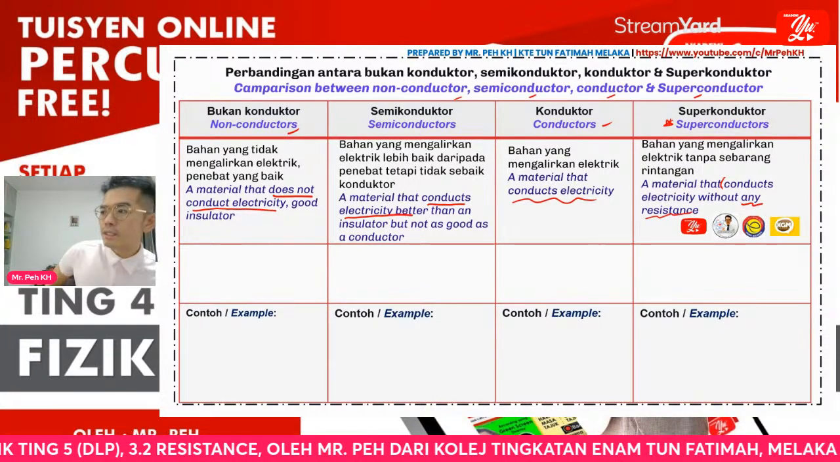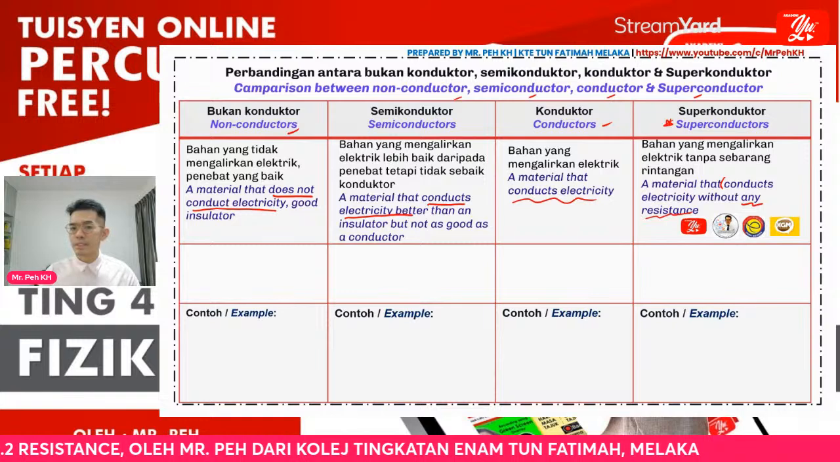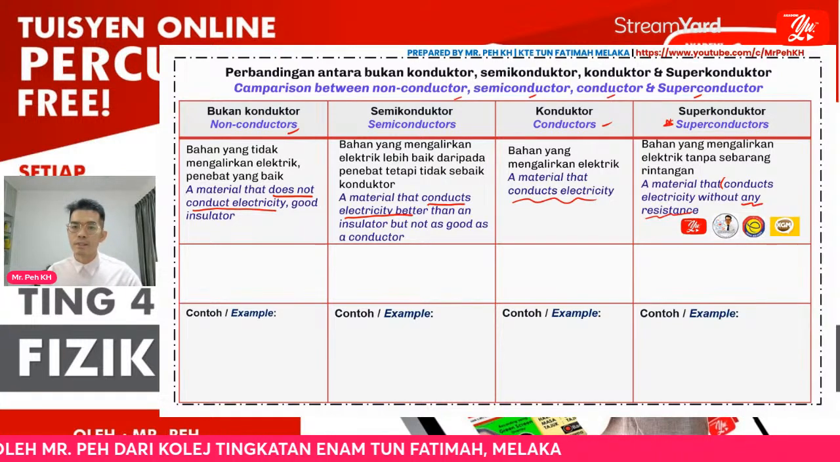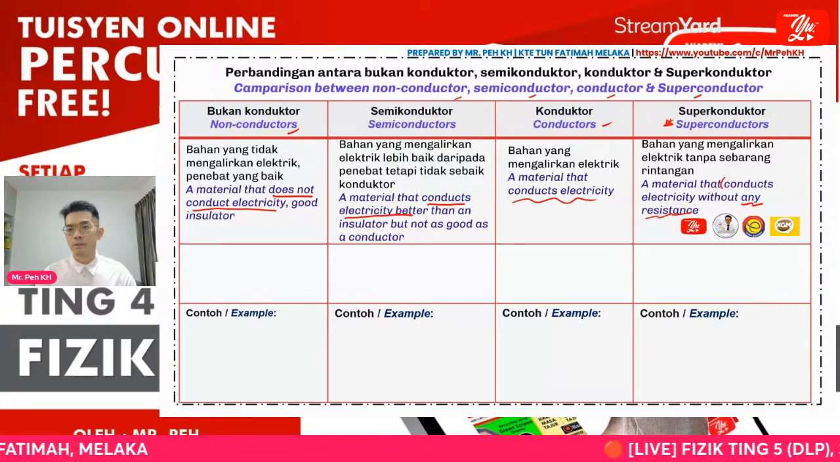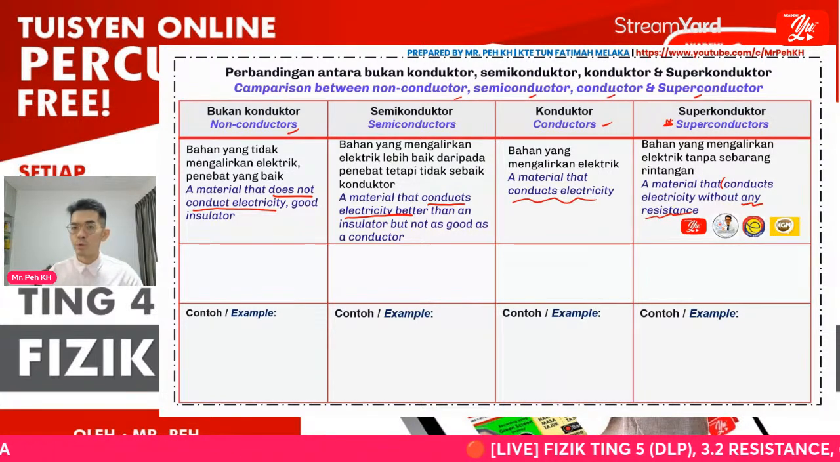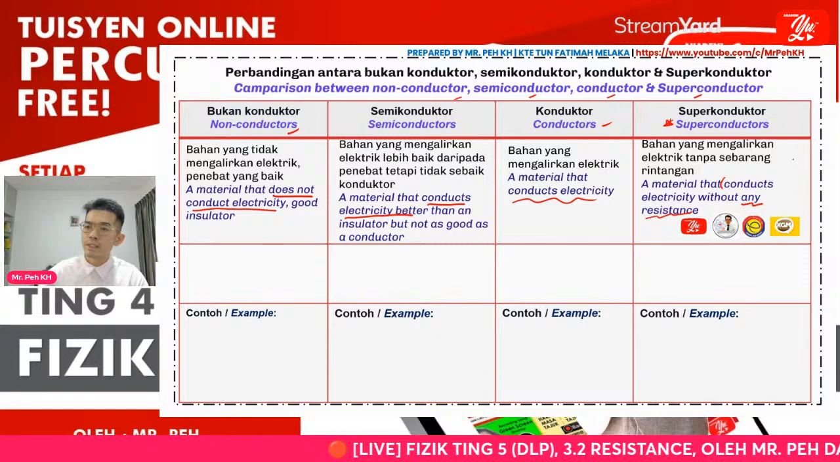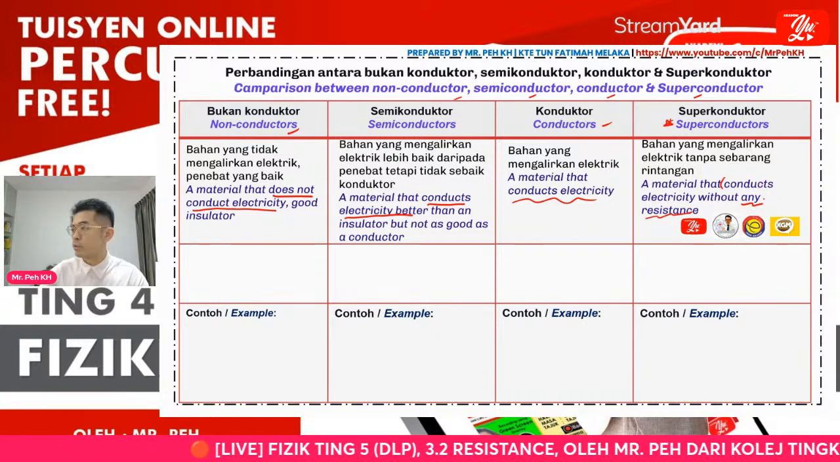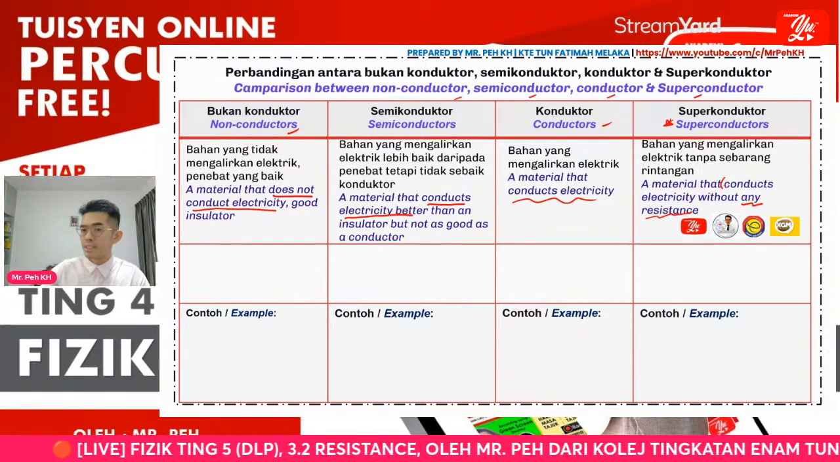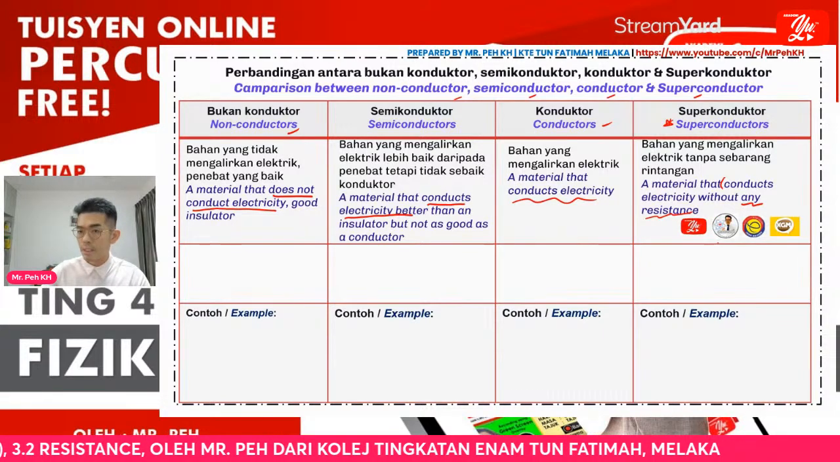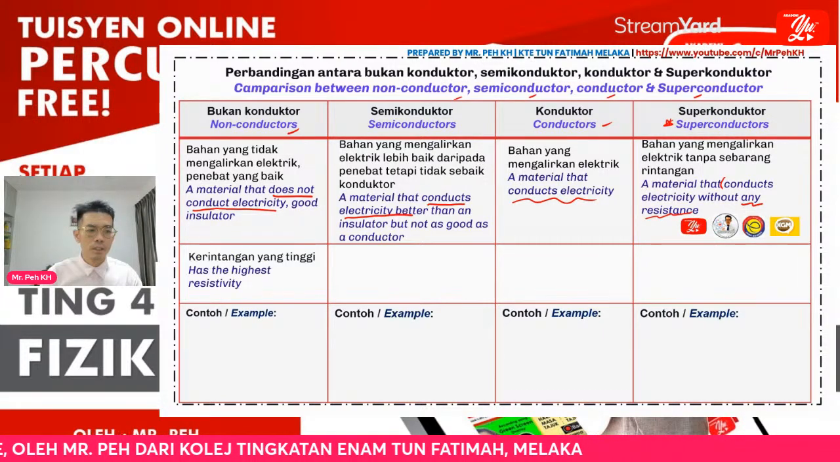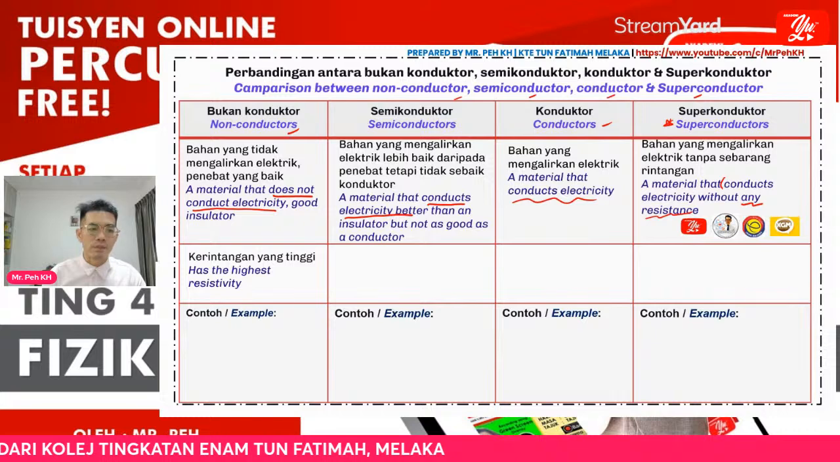For a conductor, just now we compared the resistivity. That means it still gives resistance to the wire, so there may be a loss of energy if you're using a conductor. But a superconductor is considered to have zero resistance at a certain temperature, which we know as the critical temperature. Here we compare the resistivity.